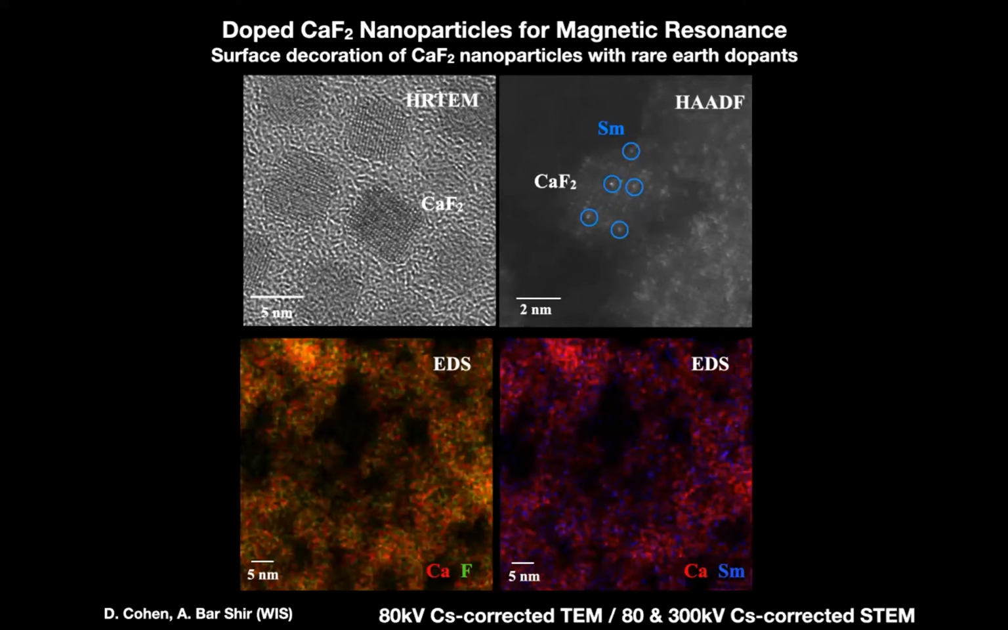In EDS, you also can see the signal of the samarium here in blue, opposite to calcium in red. And from these EDS maps, we learned that the samarium is actually not built into the nanoparticles, but it's decorating the nanoparticles on top of the surface. So this is some information which is important for the activity of the samarium towards the fluorine resonance in NMR.